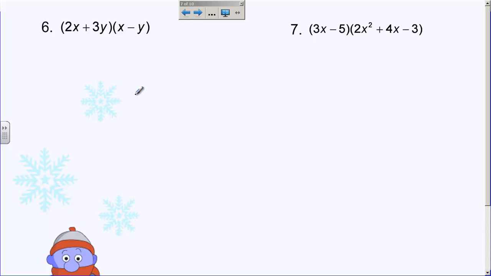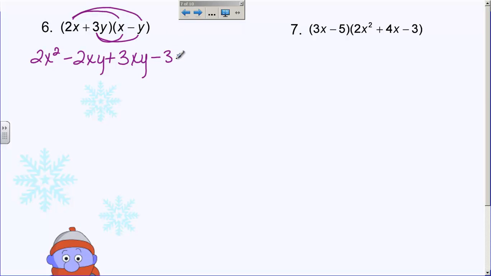So now that we sort of have the process down, let's extend it a little further. This next example is the same thing, except now I have double variables. I have x's and I have y's, and I'm going to have to take that into consideration when I multiply. So 2x times x is 2x squared. And then 2x times negative y is going to be negative 2xy. We traditionally put the variables in alphabetical order. 3y times x, we're still going to put the variables in alphabetical order, so it becomes 3xy. It's the same thing as 3yx, just like I said, traditionally we put the variables in alphabetical order. And then 3y times negative y is negative 3y squared.